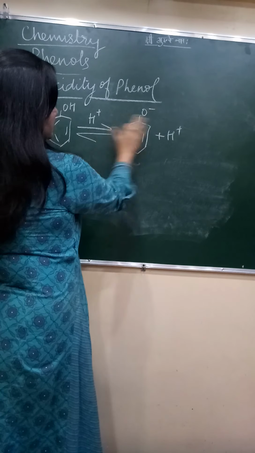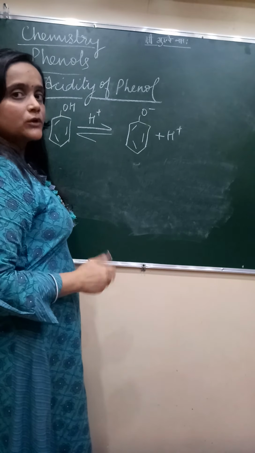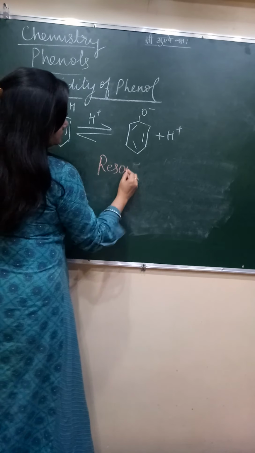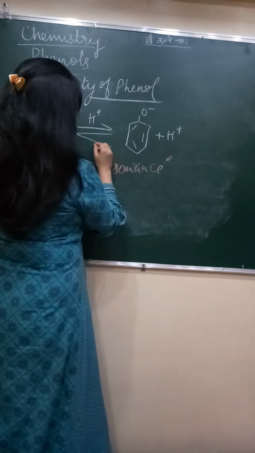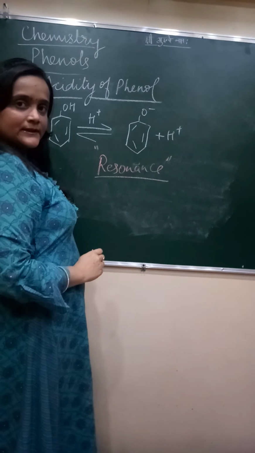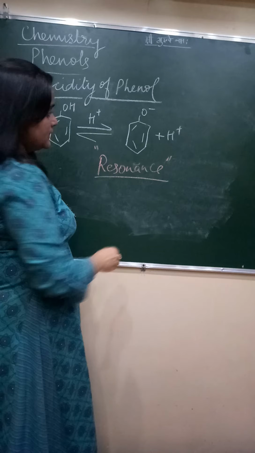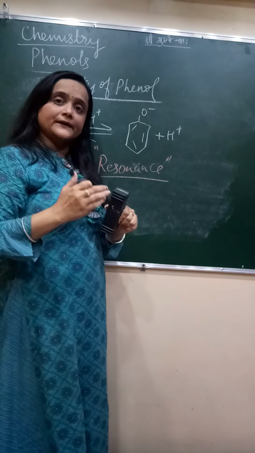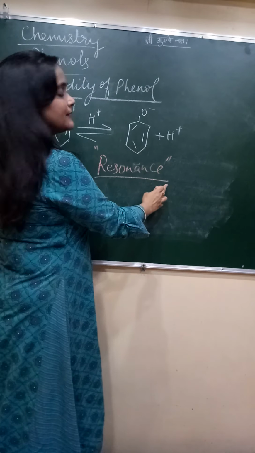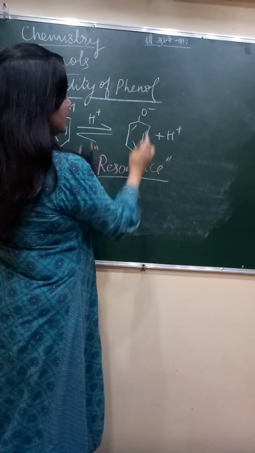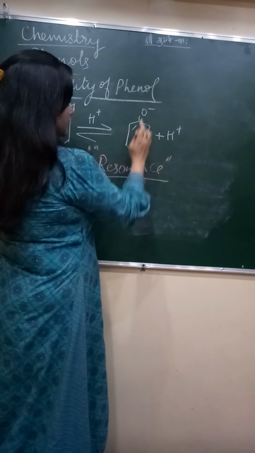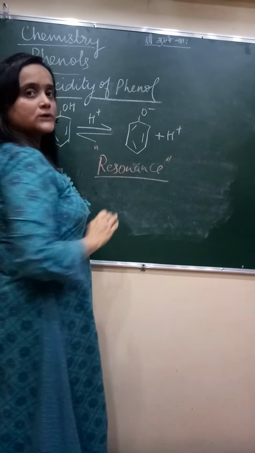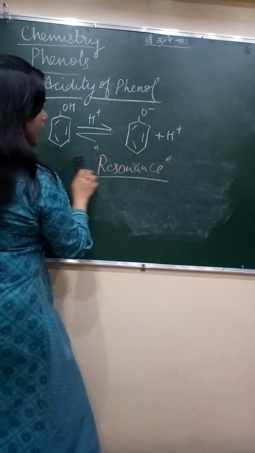So the acidity of phenol depends on resonance. Resonance is a very important term which I will explain today. Resonance is charge delocalization. The delocalization of charge, where the negative charge spreads throughout the ring, is called resonance. So phenol supports resonance. That's why the acidity of phenol is possible. How? Now we'll do how.